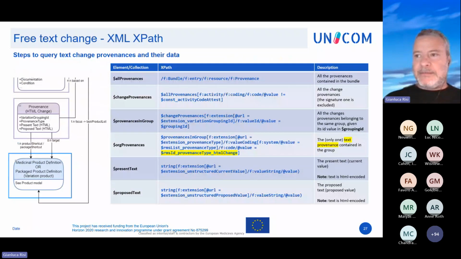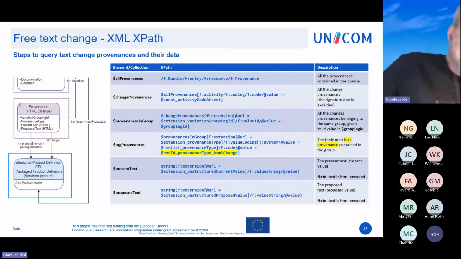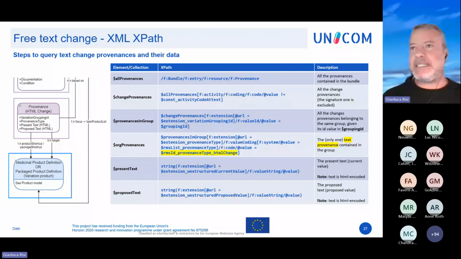So, having already studied the XPath theory, let's see a concrete example. This is the first of the three changes Noel mentioned, the free text change. In the slide, you can see on the left the fragment of the logical model Noel already showed us before, and on the right side, a table that maps those concepts to XPath queries. The table has three columns. The first column is the name of a variable. I told you to use variables.